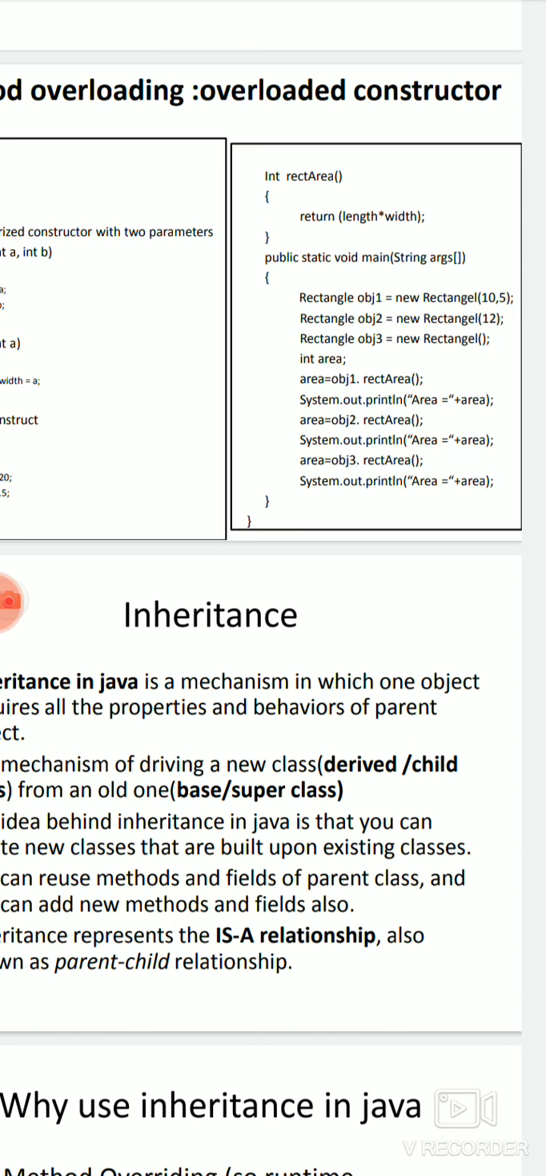Again, area = obj2.rectArea. Here you have only one parameter, 12. Already in the method definition it is given length is equal to width is equal to a. So a is 12, so 12 into 12 is 144, and it will be printed. The last section is very similar to the first, which we have already discussed.